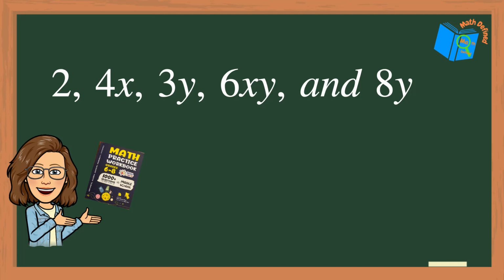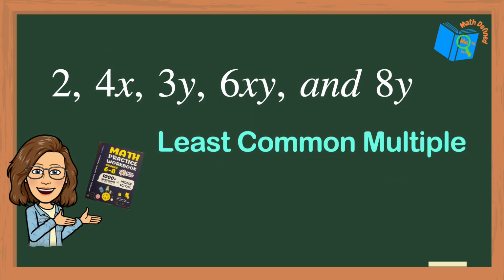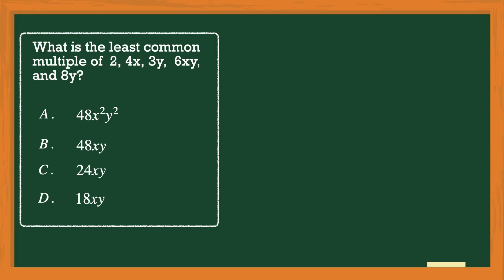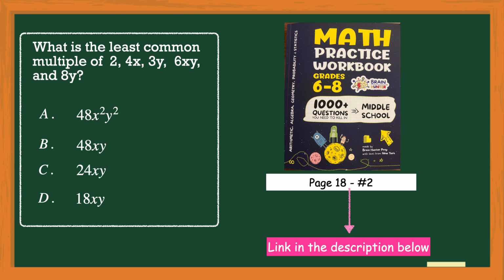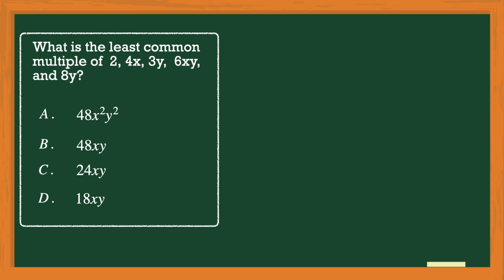In this video, I'm going to show you a fast and easy way to find the least common multiple of these 5 values using a process called the ladder method. Today's question is on page 18, problem number 2 in this book, if you want to follow along. Let's look at this question together.